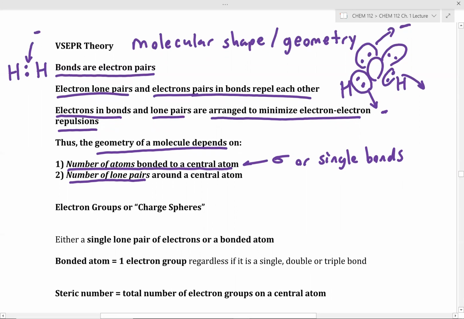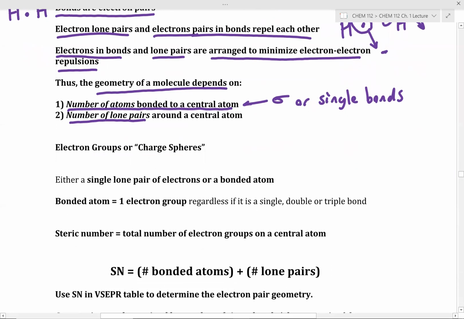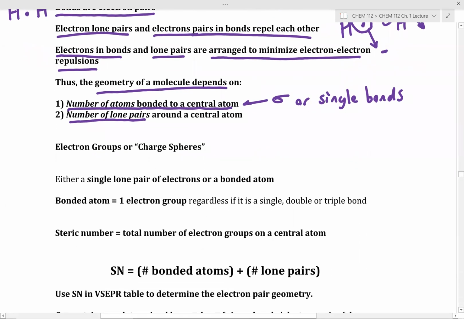Now, we classify each of these two functional motifs as an electron group or a charged sphere. For the purposes of VSEPR theory, we're going to be counting each single lone pair of electrons and each bonded atom. So we're counting lone pairs and bonded atoms. The key feature of this model is that a bonded atom is one electron group, regardless of whether it's a single, double, or triple bond.